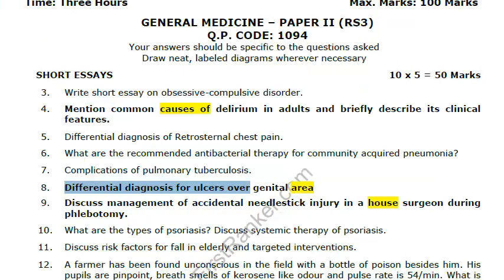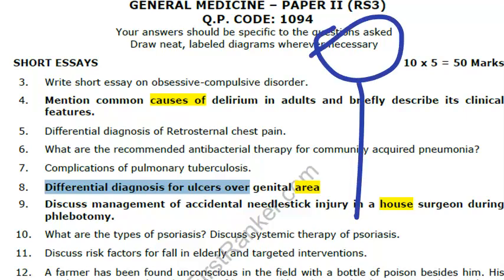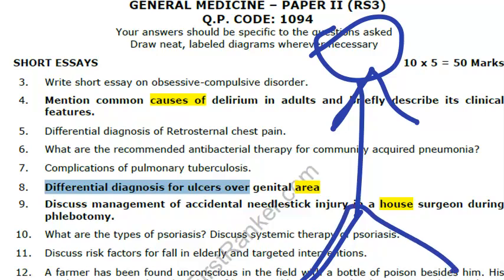Okay guys, look at this question here. Differential diagnosis for ulcers over genital area. So somebody is there, a guy or a girl, and in the genital area there are some ulcers. They're asking you what all it could be. So they're asking for a differential diagnosis for ulcers over the genital area.